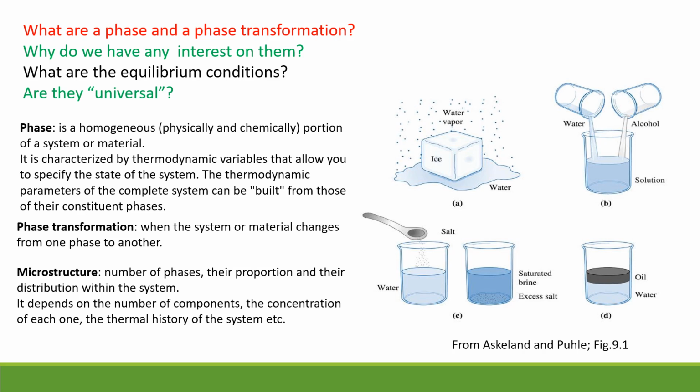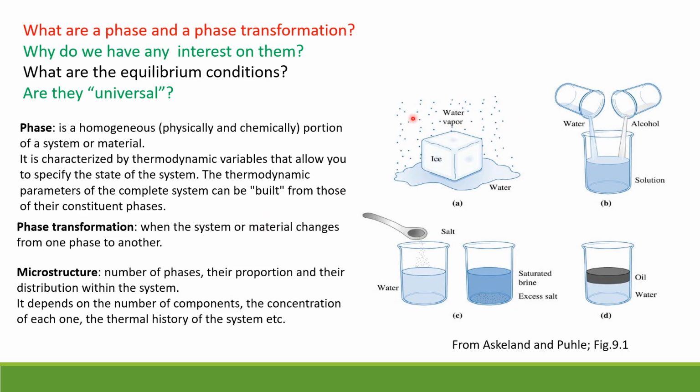When the system or material changes from one phase to another, of course, we talk about phase transformation. And the microstructure, in this case, refers to the number of phases present, their proportion, their distribution within the system, their composition, and of course, it depends on the number of components, on the concentration of each of the components, and in many cases, on the thermal history of the system.